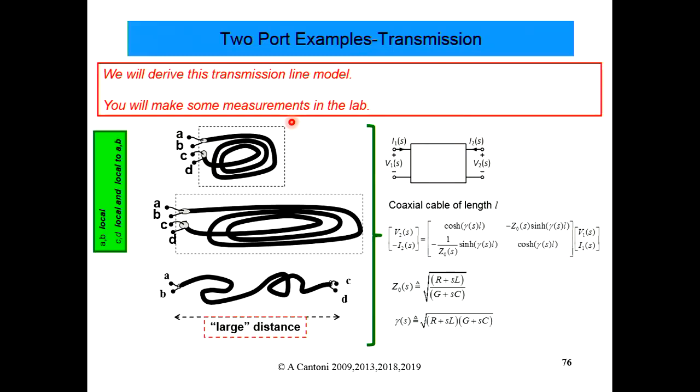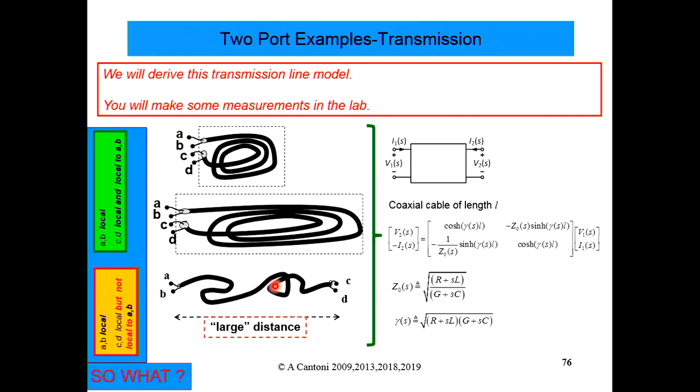So look at these cases. A and B are local, C and D local, and local to A and B as well in those cases. This case, we have A and B are local, when close means close together. C and D are also local, but they're not local to A and B, so it may put conditions on whether the circuit that we use that in can be analysed with circuit theory.